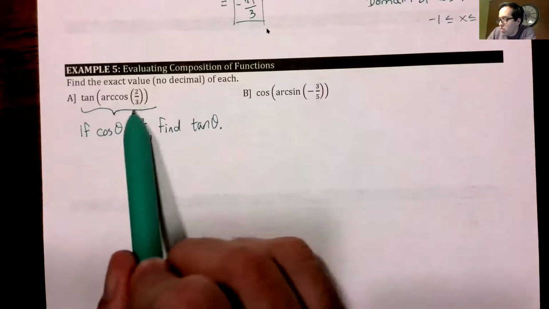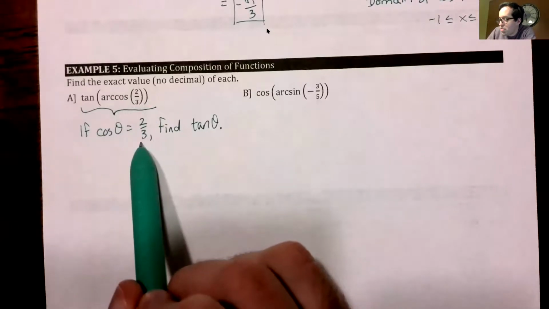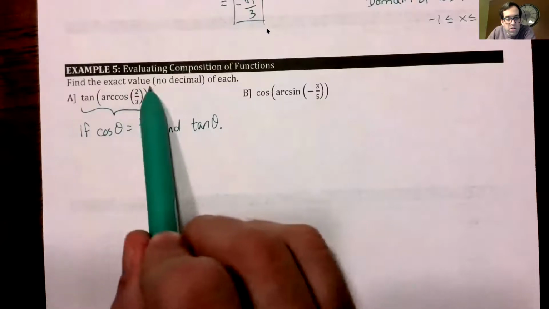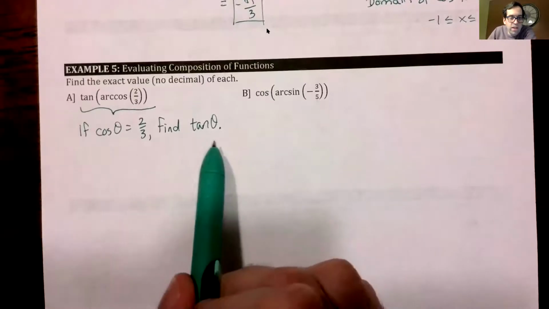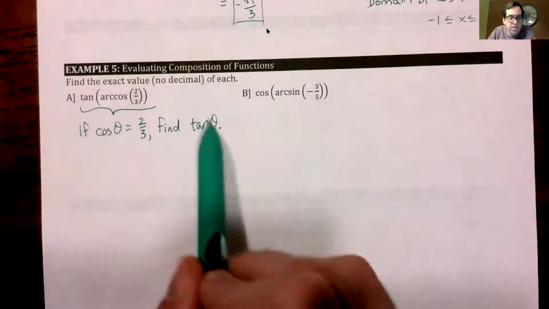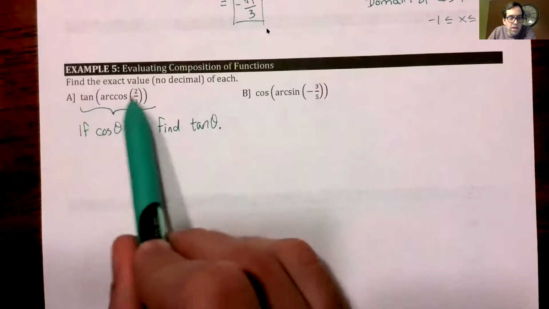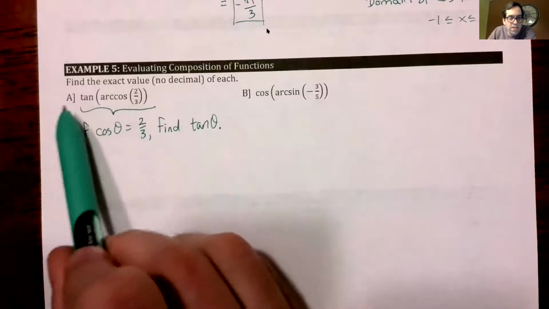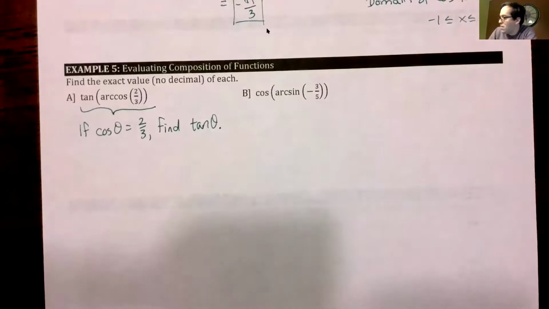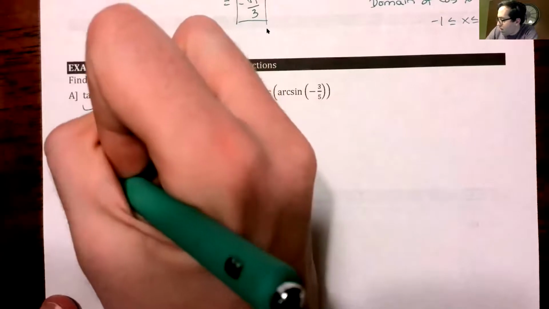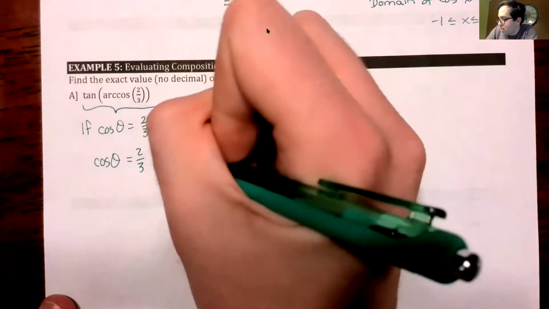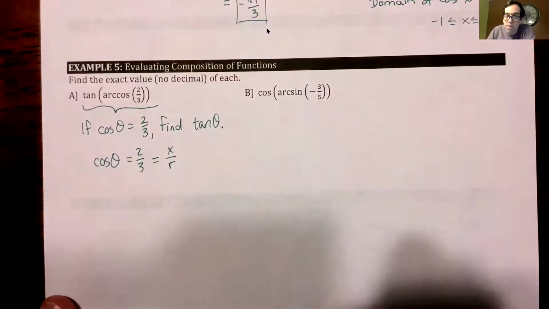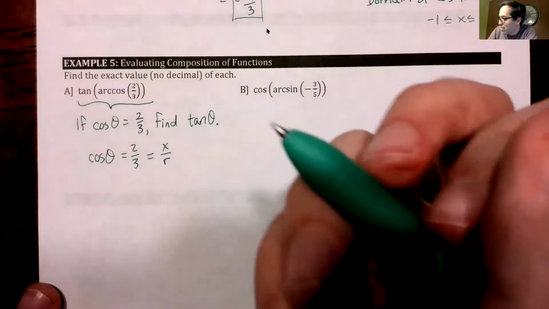So if some angle has a cosine that happens to be 2/3, this larger statement is saying find the tangent of that angle. What I'm saying here is we're breaking the composition of functions into its parts. If cosine of some angle is 2/3, let's find the tangent of that described angle. We can do that using x, y, and r. So I'm going to have cosine of theta equals 2/3, and I know that that is x over r. You might have to go back and look at the notes to remember that.